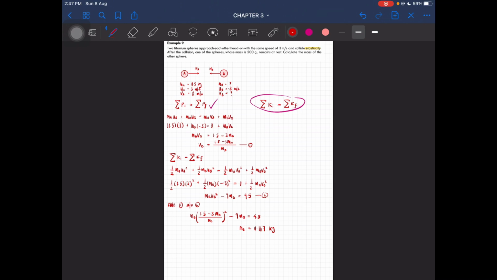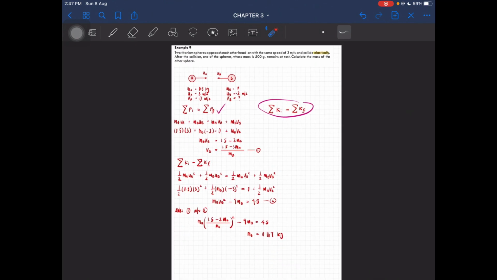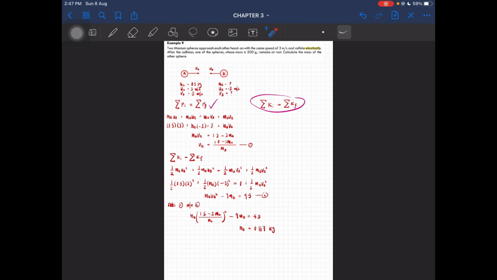So for this type of question, remember if there are two unknowns, you have to use two equations. But if there is only one unknown, you can just use one equation. Okay? Right, so that is example 9.